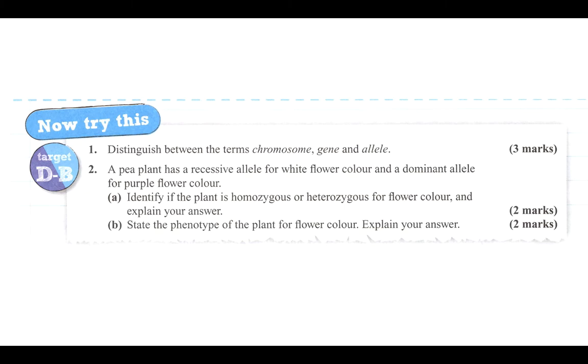Final question. State the phenotype of the plant for the flower. Explain your answer. Now remember, this dominant allele is purple. So the phenotype would be that it would have purple flowers. That would give you one mark. If you said purple flowers, one mark. Then your second mark comes from saying because the purple allele is dominant. Okay? So it would have purple flowers because the purple allele is dominant.